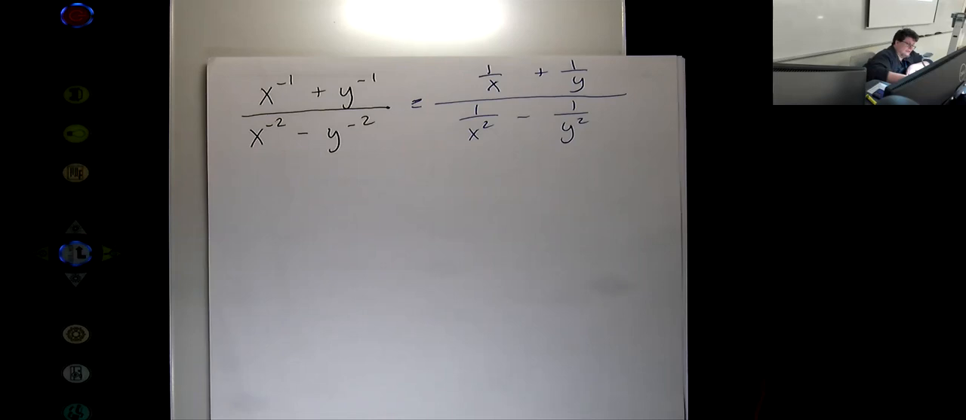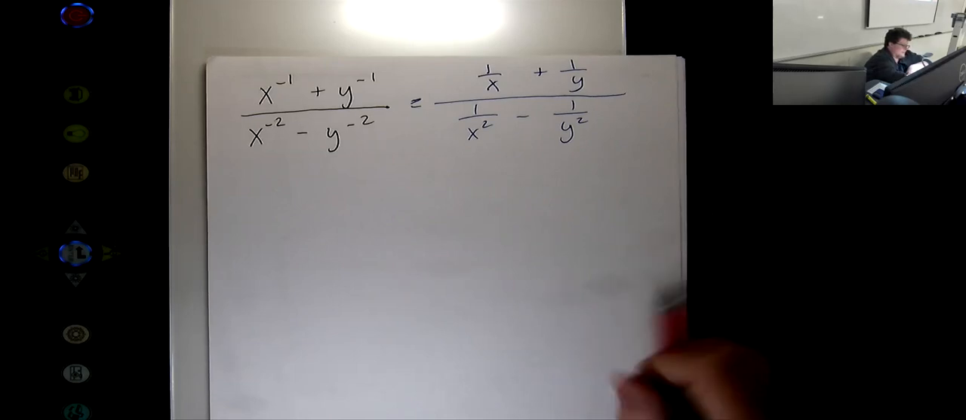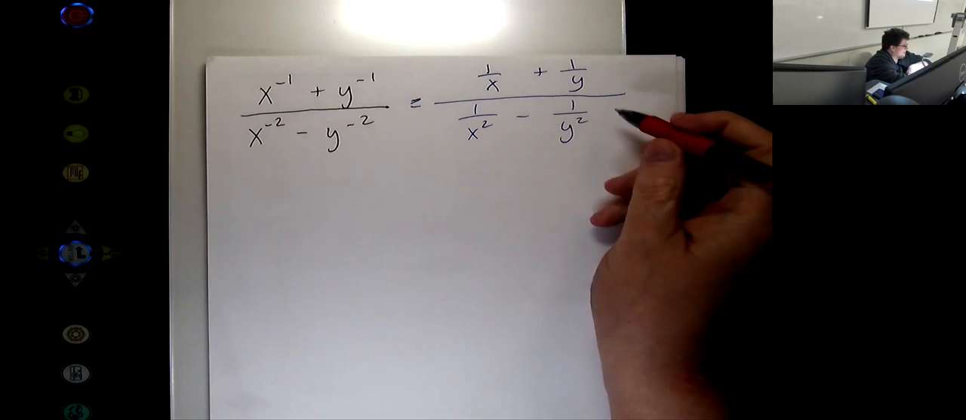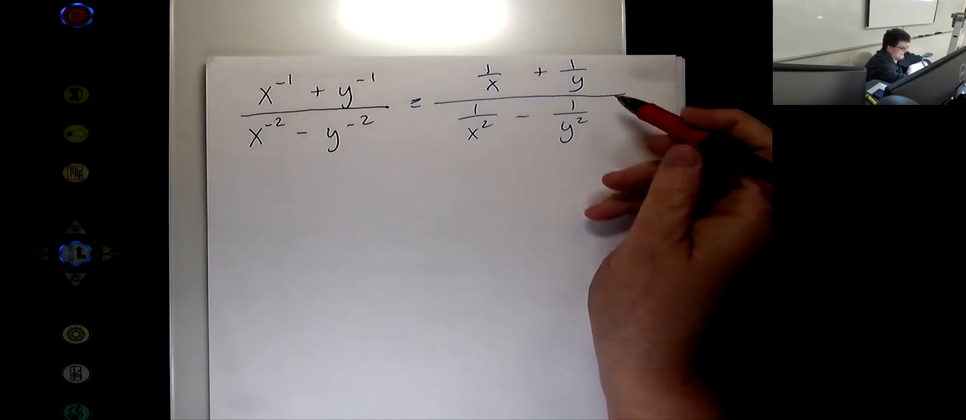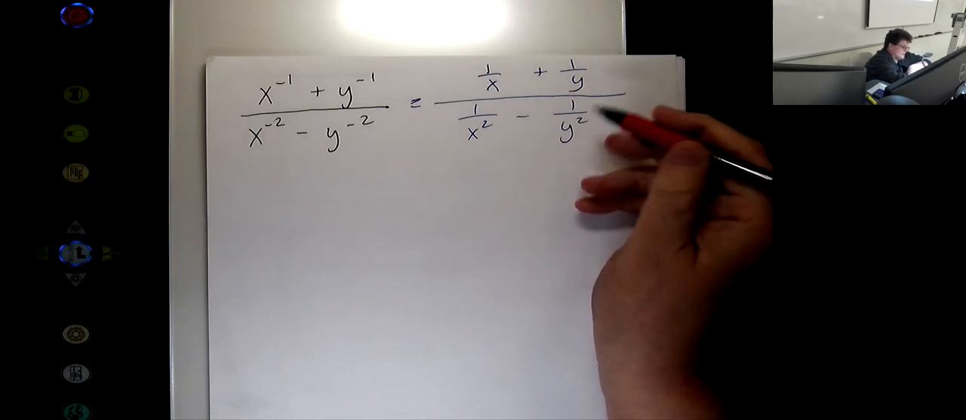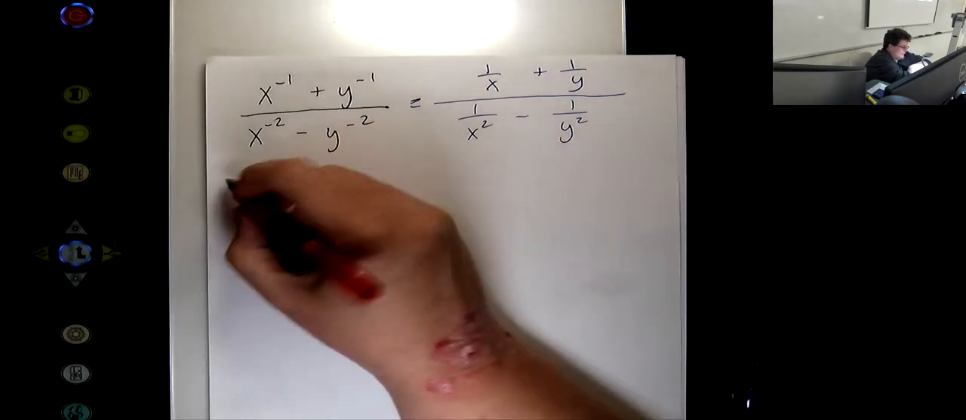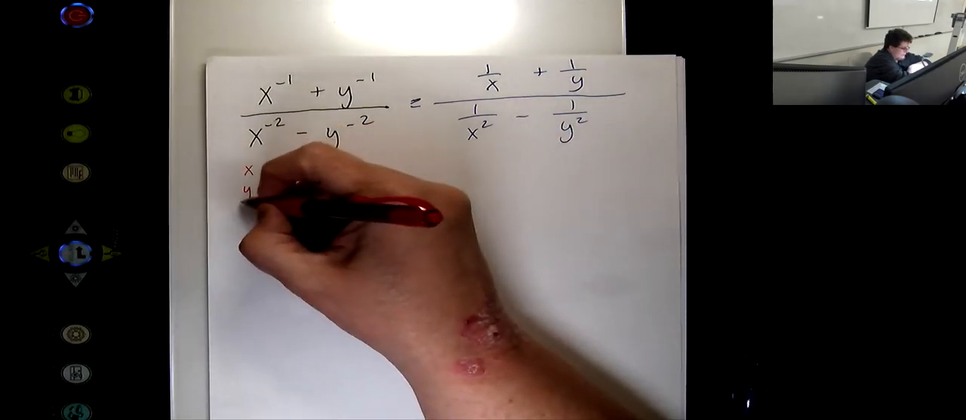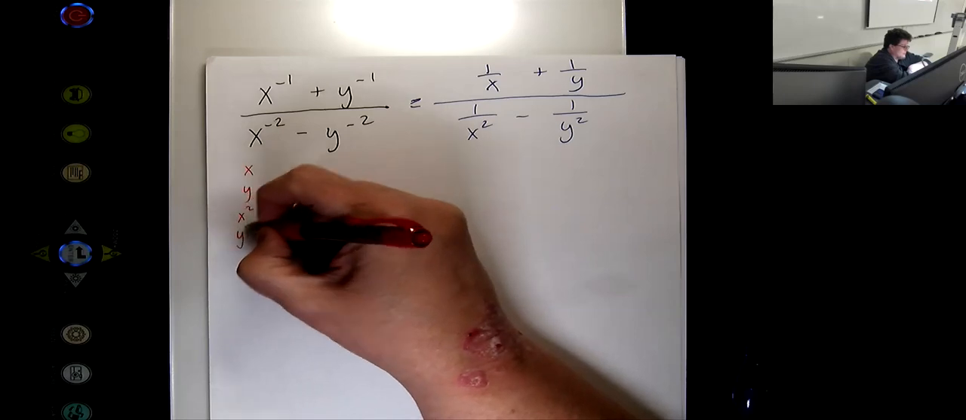All right. So the way we looked at this last episode, as in Tuesday's class, is we found the lowest common denominator of all the fractions on the inside. So what is that? I've got an x, I've got a y, I've got an x squared and a y squared.